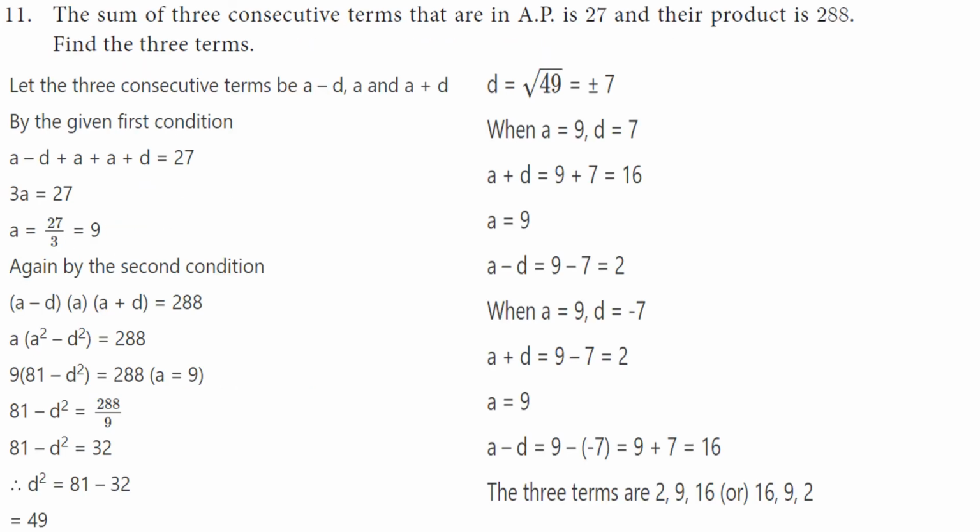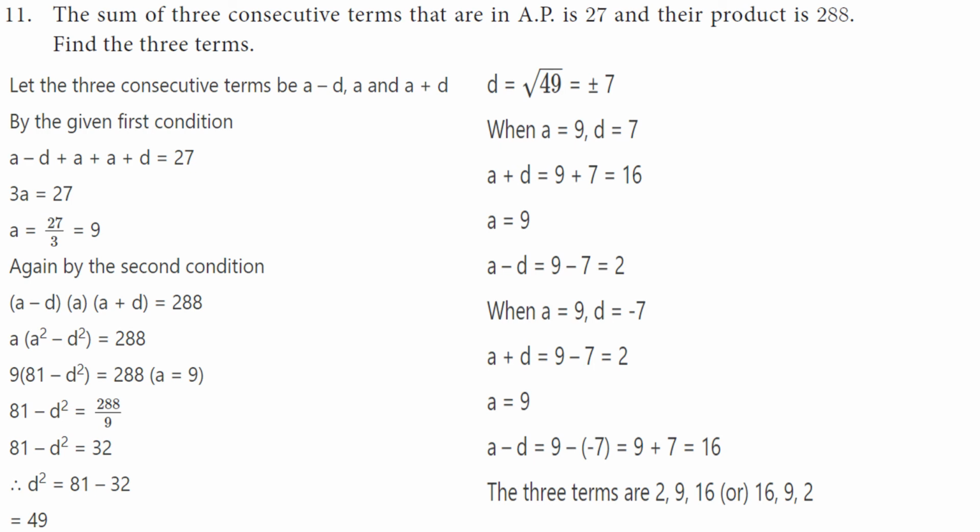The sum of 3 consecutive terms that are in AP is 27 and their product is 288. Find the 3 terms. So we take it, let the 3 consecutive terms be a minus d, a and a plus d. First we find the sum: a minus d plus a plus a plus d. Minus d plus d cancel, therefore 3a equal to 27, a equal to 9.